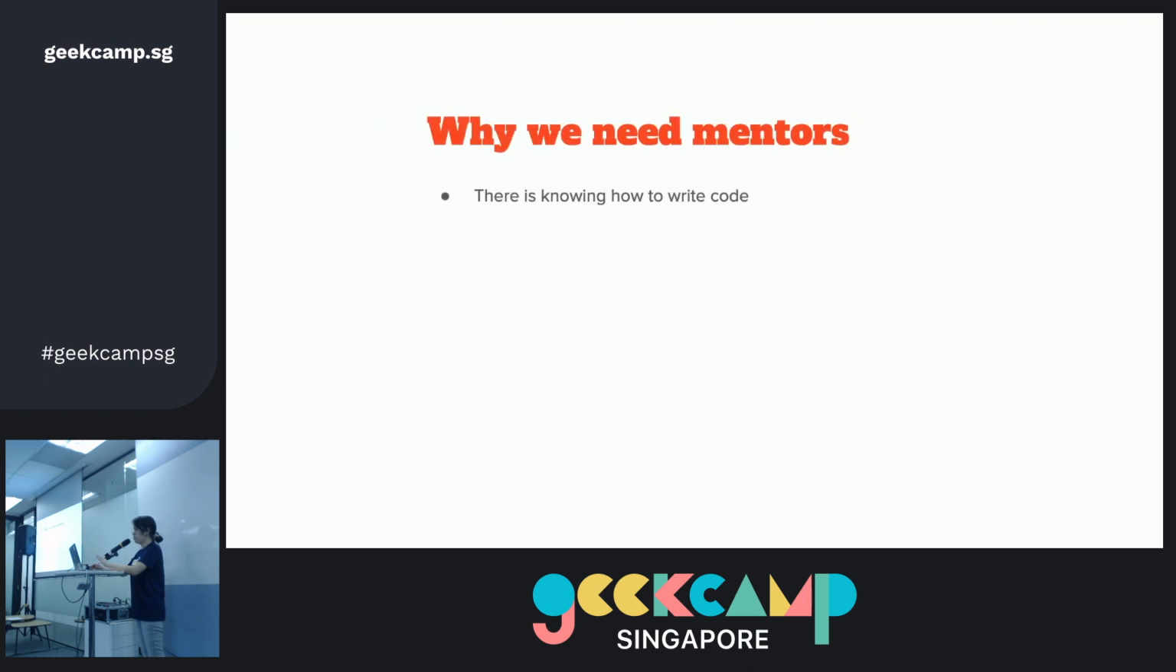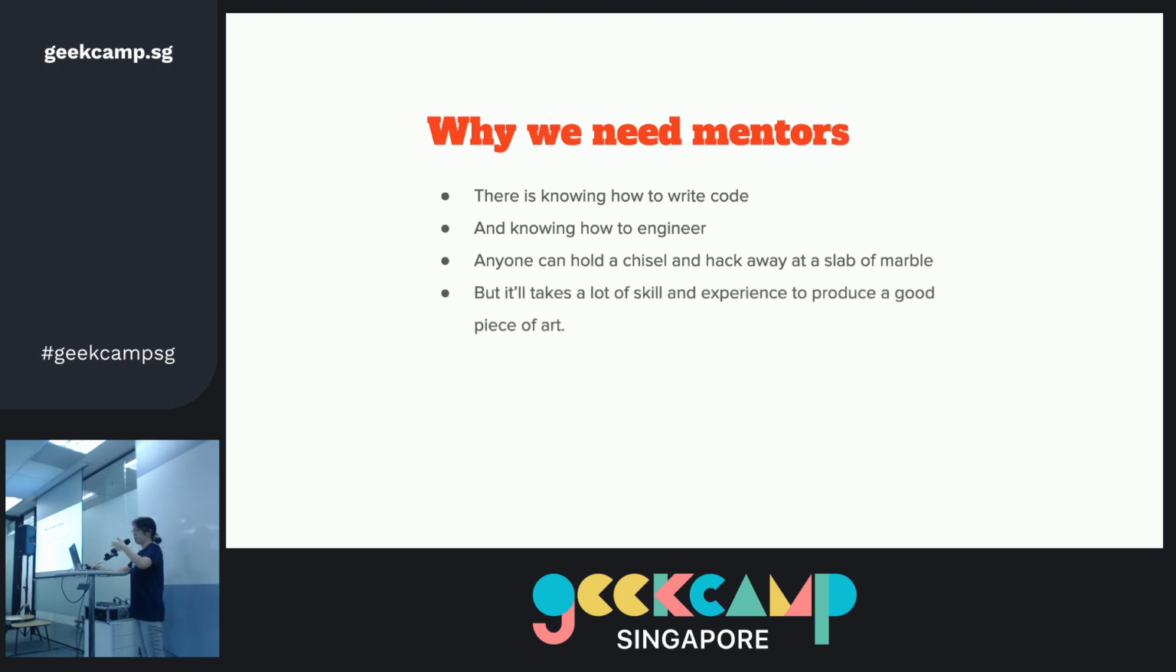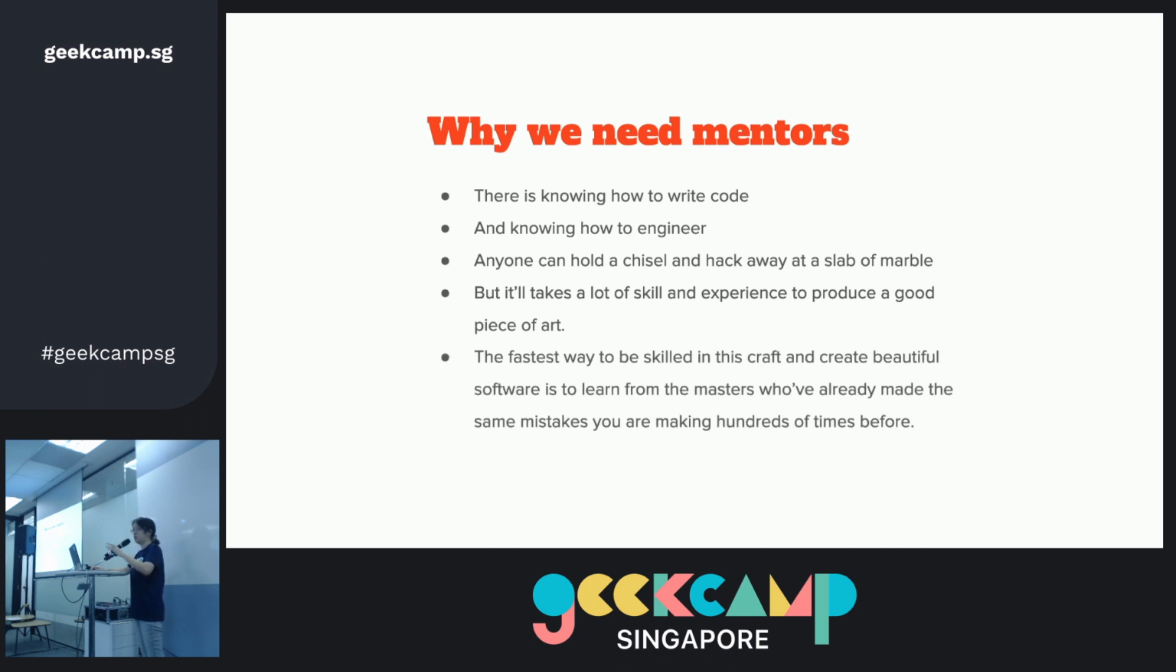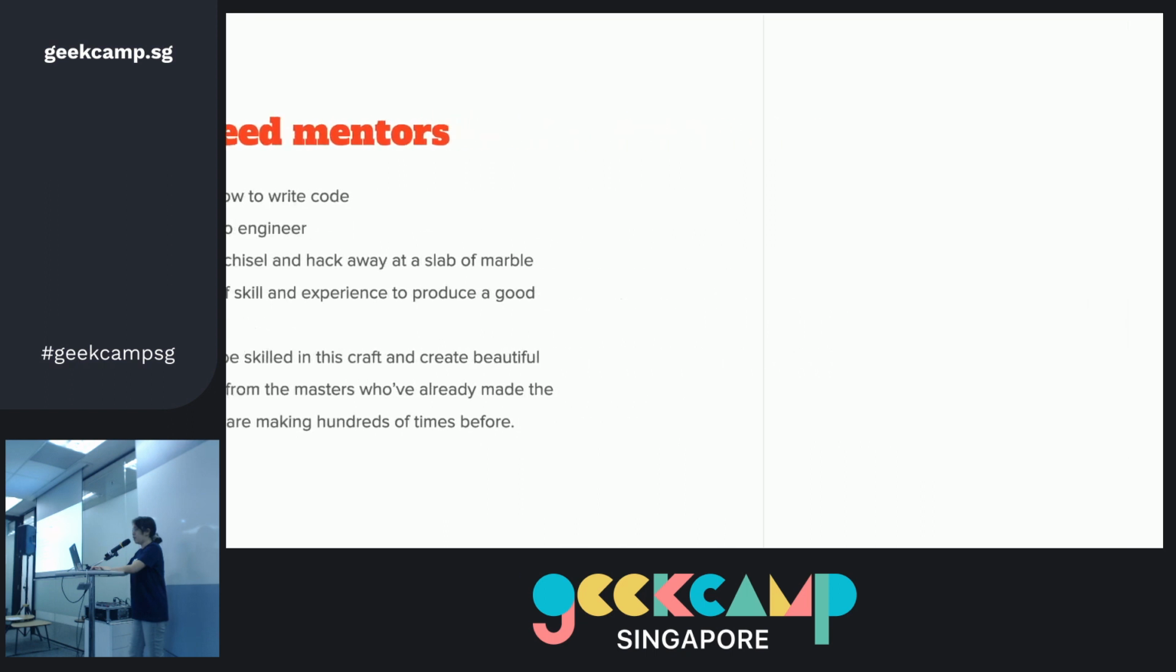I think there is knowing how to code, and then there is another level of knowing how to engineer itself. If I were to draw an analogy to any craftsmanship kind of work: anyone can hold a chisel and tinker away at a slab of marble, and you might get an okay outcome. But if you want to build a masterpiece, it needs a lot of experience. You'll for sure make a lot of mistakes along the way. The fastest way to learn is to shadow a mentor, learn from them, ask them, because they have already made the same mistakes hundreds of times before. It's faster to seek a mentor and learn from them, rather than bumbling your way and trying to figure things out. And why am I giving this talk?